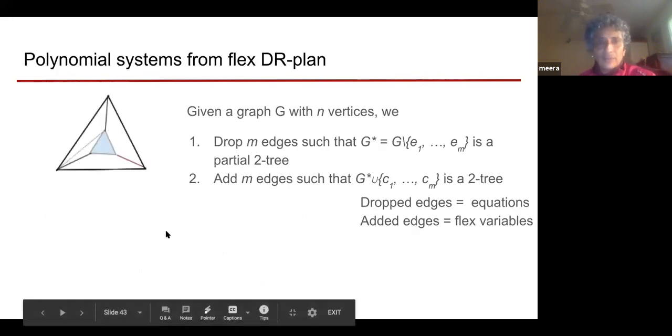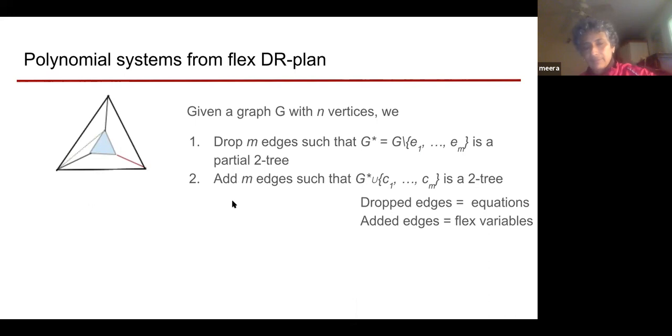So, just to give a little more detail on how that algebraic solving process takes place. We drop some m edges and then we add some m edges. And this is a two tree. What we know is that the dropped edges are the equations that need to be solved, and the added edges are the variables that need to be solved for.